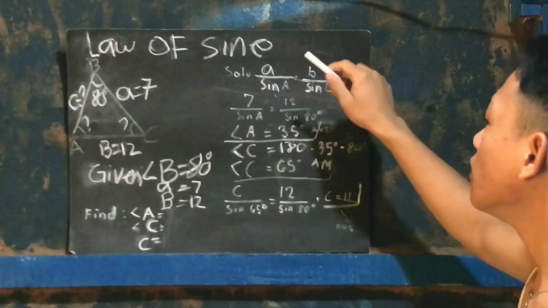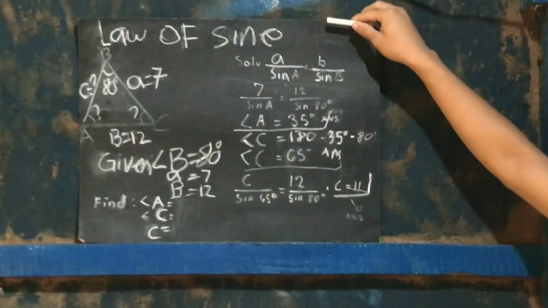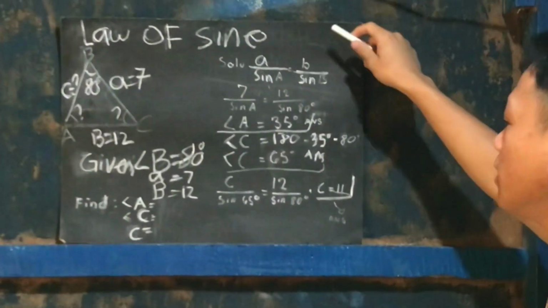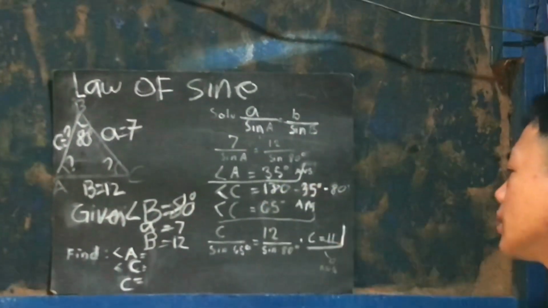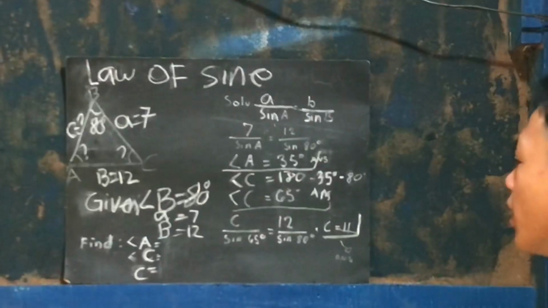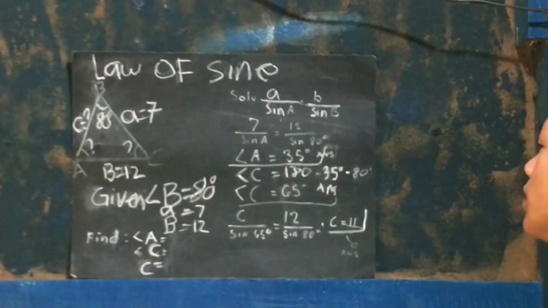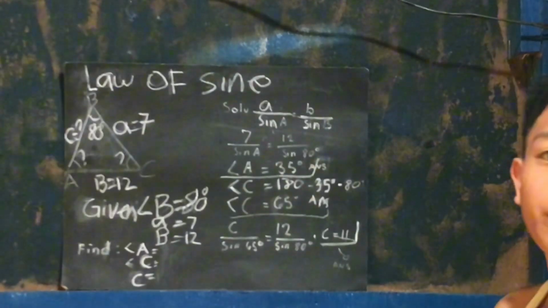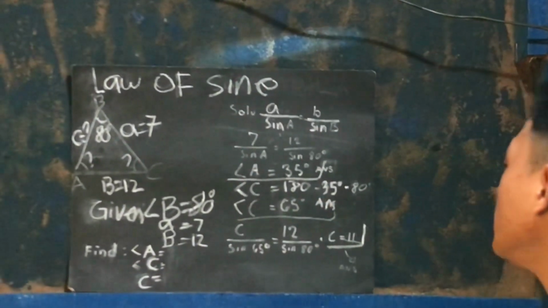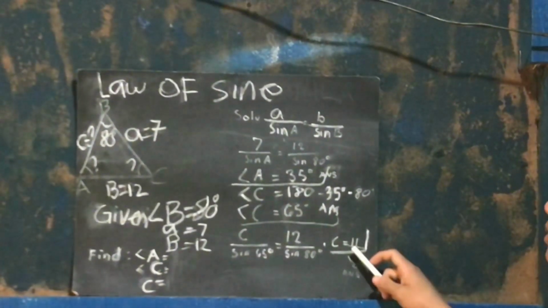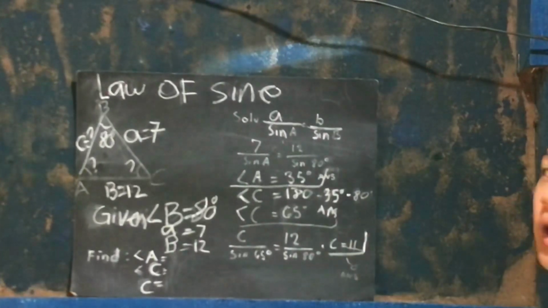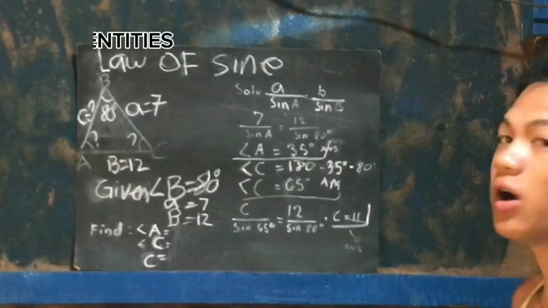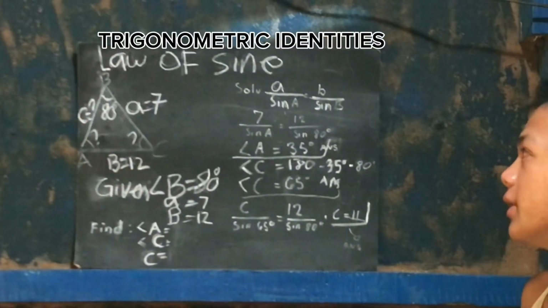Since our angle C is already solved, now let's solve for side C. C over sine 65 equals 12 over sine 80. By using a scientific calculator, we get the final answer for side C. So that's our example of the law of sine.